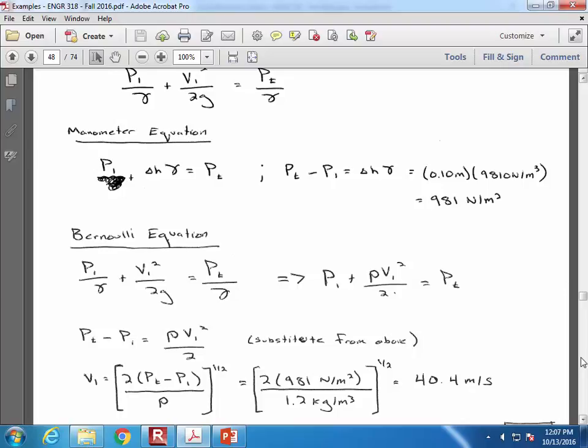Now, you didn't necessarily have to make this same conversion that I did in this step. You could have left it in terms of head rather than in terms of pressure, and you can still make the substitution, rearranging this in terms of P1 minus PT divided by gamma.